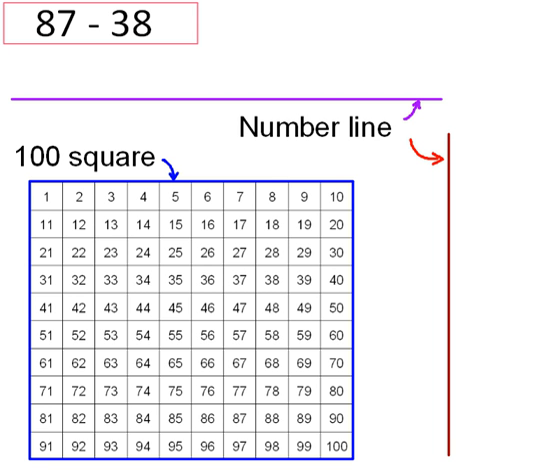Okay, one more example. 87 take away 38. Let's see if you can help me with this. 87. So I'm looking to build a bridge to Friendtown. What's the nearest, if I'm counting back, what's the first friendly number that I'm going to come to? 80. That's the first friendly number that I'm going to come to, and I get there by taking away 87.